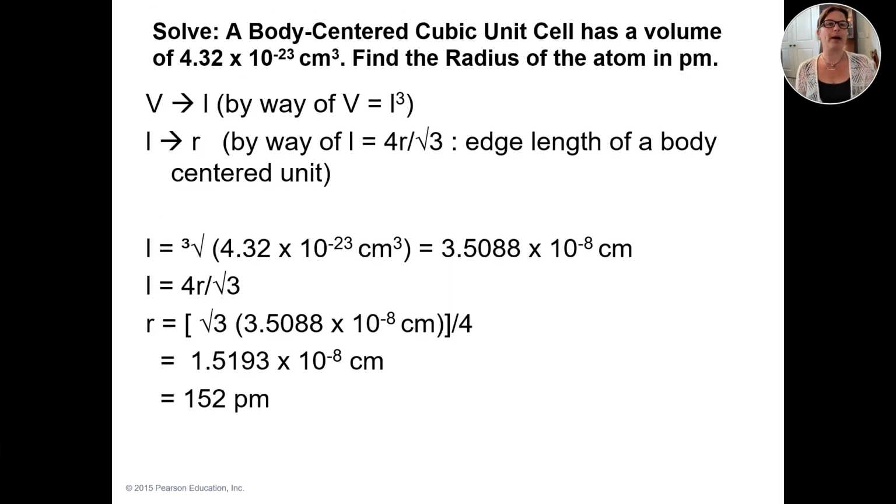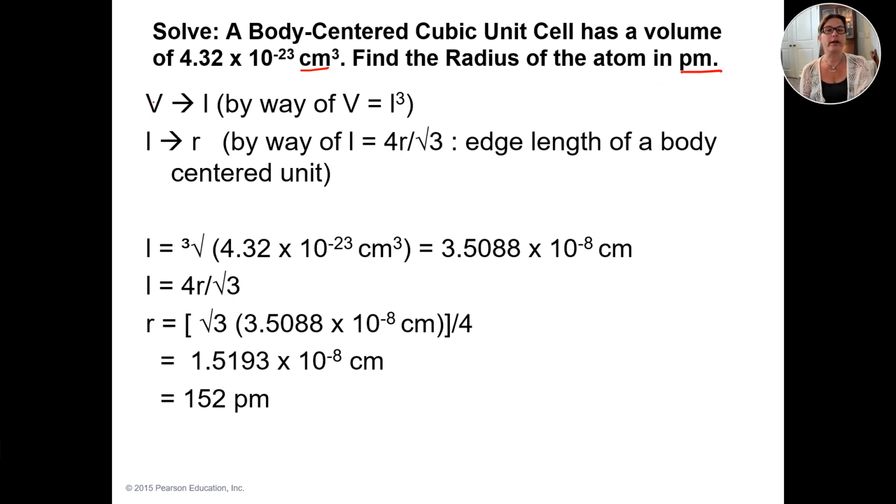All right, so a body-centered cubic cell unit has a volume of 4.32 times 10 to the minus 23 cubic centimeters. Find the radius of the atom in picometers.